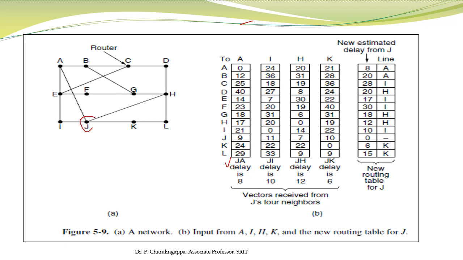Try to identify J's neighbors. JA is one neighbor, JI is one more neighbor, JH is one more neighbor, JK is one more neighbor. So we know the neighbor distances. We know the JA distance is 8, and JI, JH, JK we also know. Our focus is to calculate the new routing table for node J. By using these neighbors and the delays, try to calculate J's new routing table.